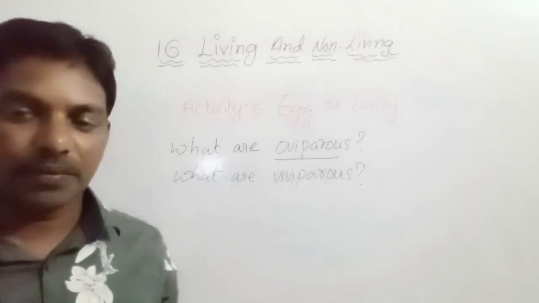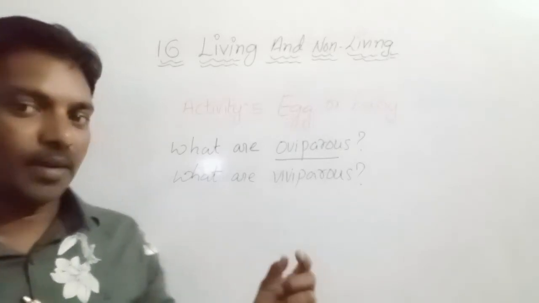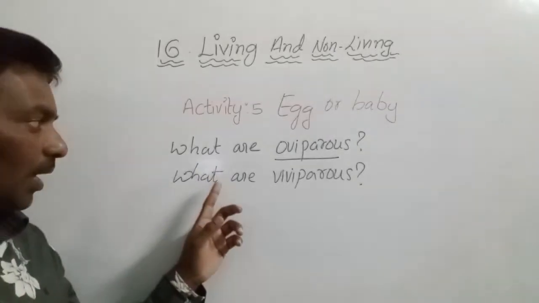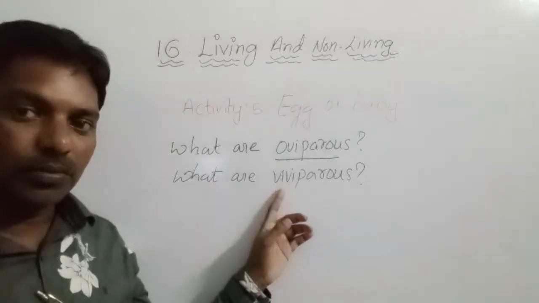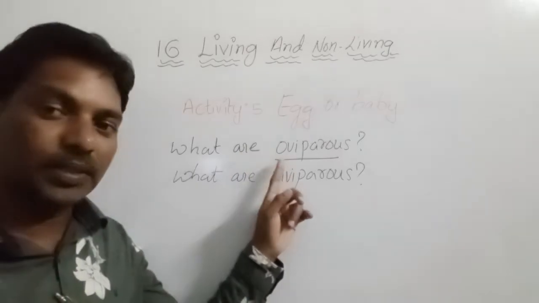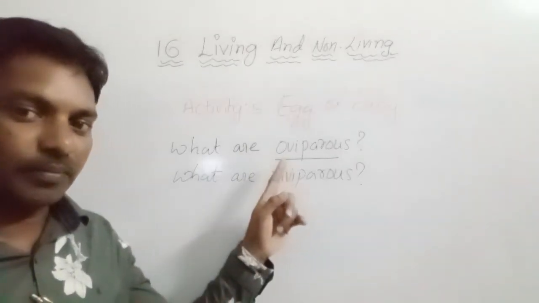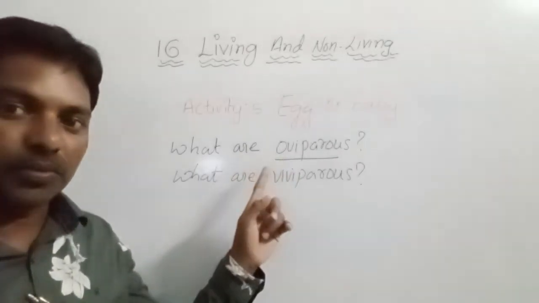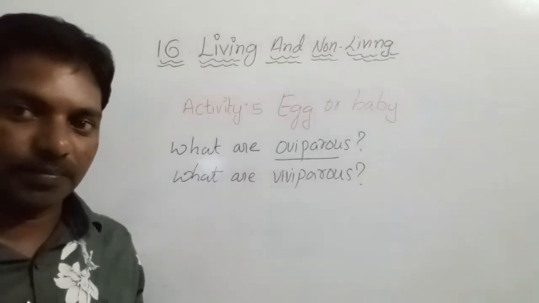So up to now, whatever we discussed, the animals which give birth to young ones are known as viviparous. The animals which lay eggs, from which eggs they get their offspring, are called oviparous.